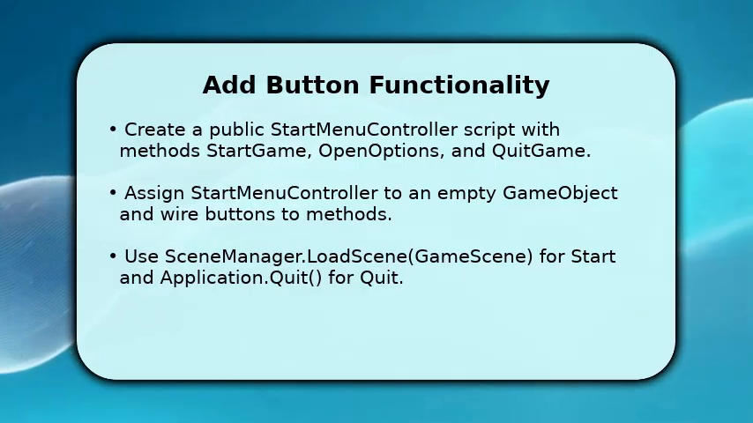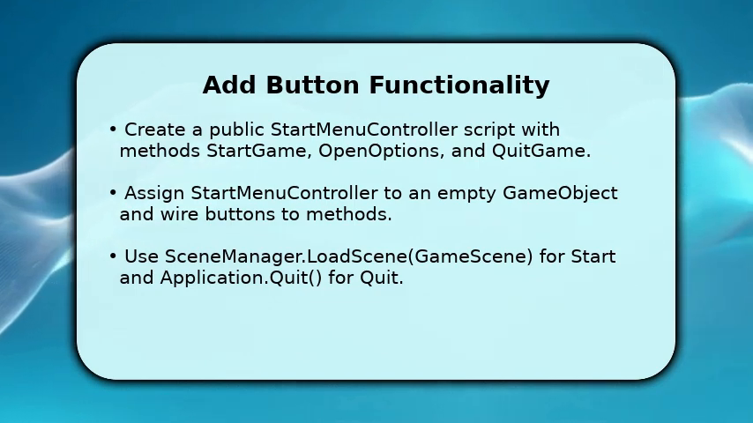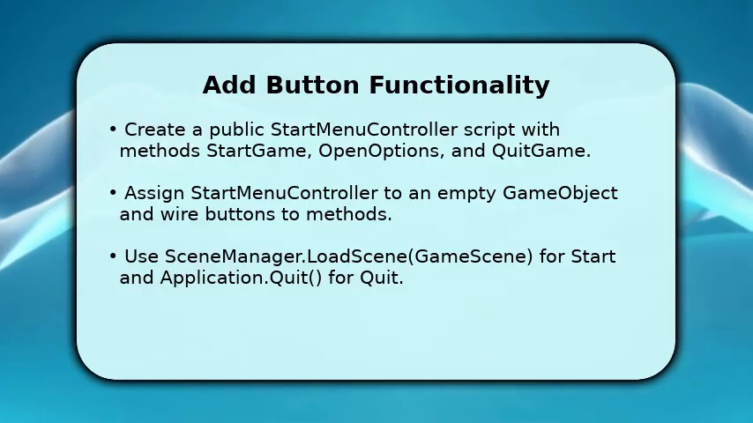Attach the script to an empty game object named Menu Controller in the scene. In the button on Click Events, drag Menu Controller and select the matching public methods. Test each button in play mode to confirm expected behavior.